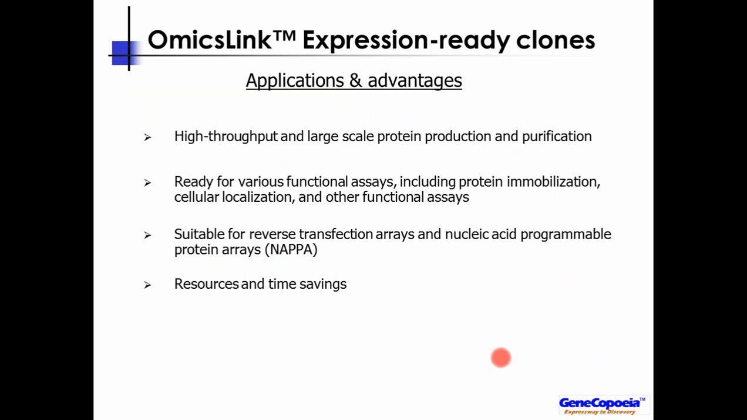So here's a list of some applications and advantages of the OmicsLink brand of expression-ready clones. First, they allow for high throughput and large-scale protein production and purification. Secondly, they're ready for various functional assays, including protein immobilization, cellular localization, and other functional assays. Third, they are suitable for reverse transfection arrays and nucleic acid programmable arrays, also known as NAPA. And also, you get a great savings in time and resources.